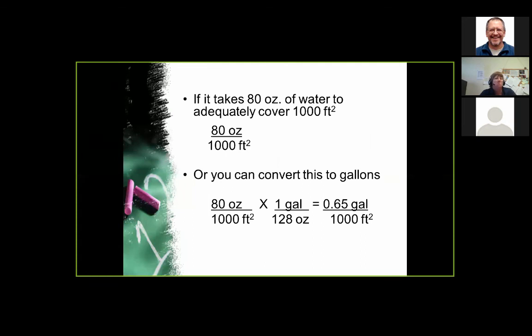So let's say it takes 80 ounces of water to adequately cover that 1,000 square feet, that's your rate there. But let's convert this into something that we can use a little better. Let's convert it into gallons. So we're going to multiply this by our conversion factor of 1 gallon per 128 ounces so that we get rid of the ounces. They cancel out top and bottom, and we get the units that we want, 0.65 gallons per 1,000 square feet.